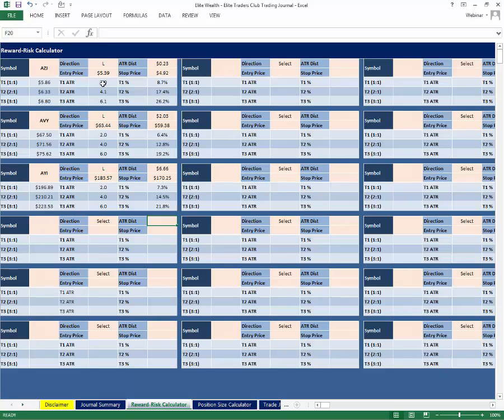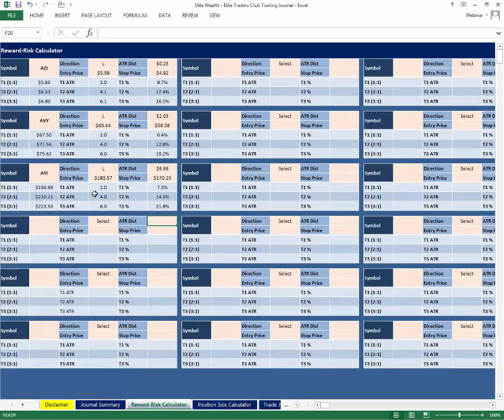Now obviously on this first one here we have our stop loss exactly at 2 ATRs away, so it's as close as we can get it. And the third column gives us the percentage increase in price required to reach a 1-to-1 reward to risk, a 2-to-1 reward to risk, and a 3-to-1 reward to risk. So how do we use this information?